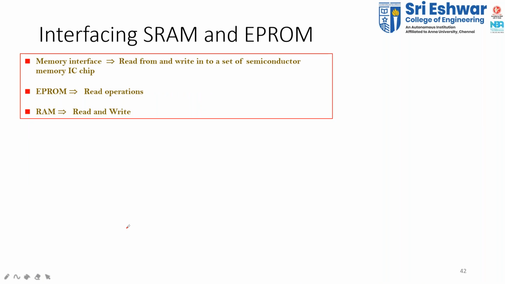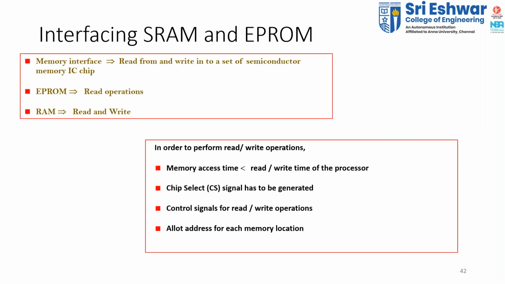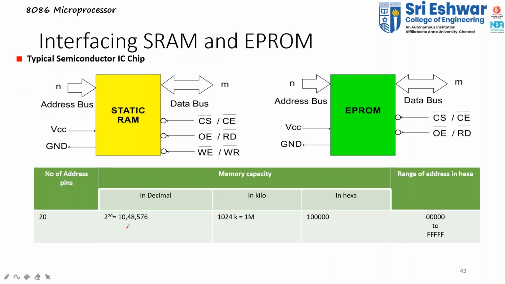Next, interfacing SRAM and EPROM. So, the difference between RAM and EPROM. Look at the diagram. You could easily understand the signals present in the memories. First of all, we have N address lines and M data lines, the address bus and the data bus. Your data will be bidirectional and your address will be unidirectional.